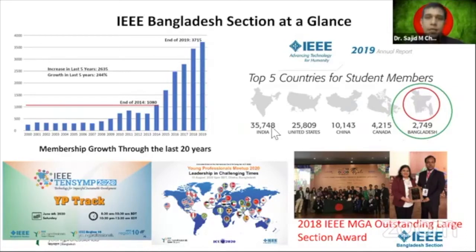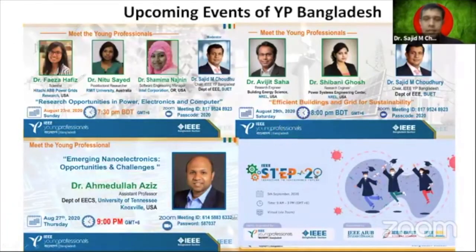These are some of our upcoming events, and 3 of them are just next week. We have our weekly Meet the Young Professional series, where we meet every week or twice a week with senior young professionals who were once part of the Bangladesh section and then moved abroad, to network with them. And we also have our STEP event, virtually, happening on the 5th of September. In all of the events that we do in the IEEE YP Bangladesh, our main theme is the networking part.